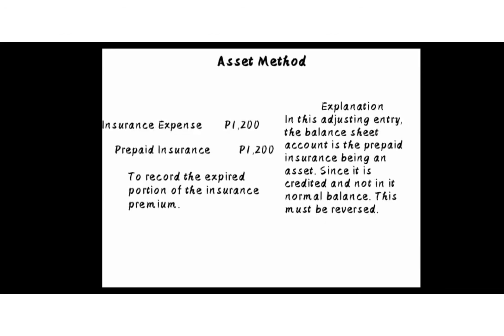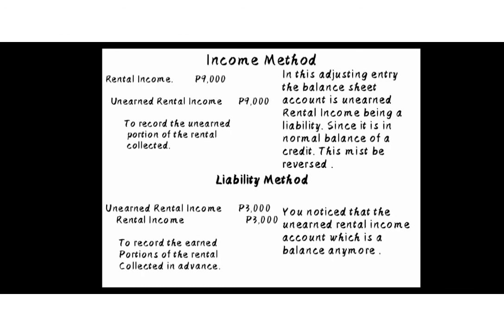Asset method. This is the adjusting entry. The balance sheet account is the prepaid insurance being an asset. Since it is credited and not in its normal balance, this must not be reversed. Income method. In this adjusting entry, the balance sheet account of unearned rental income, being a liability, is in its normal balance of credit, so this must be reversed.